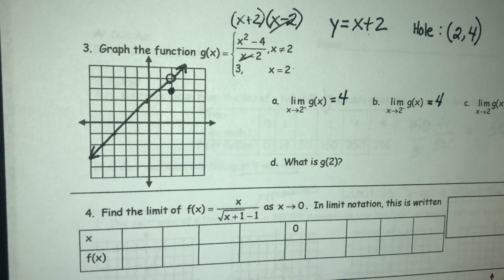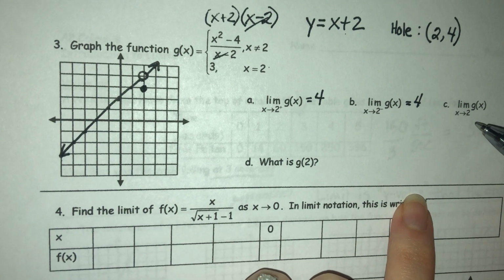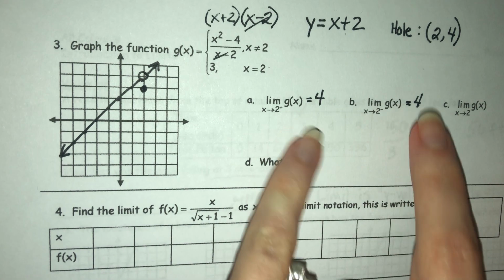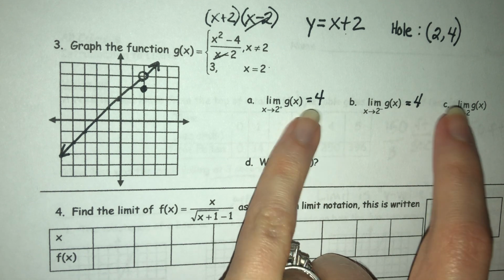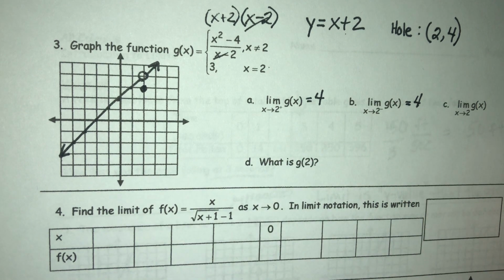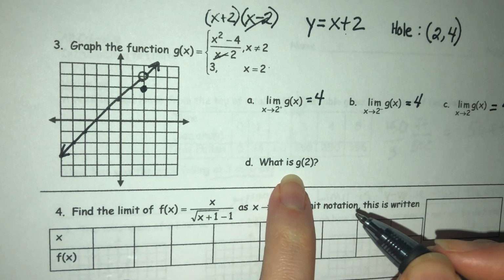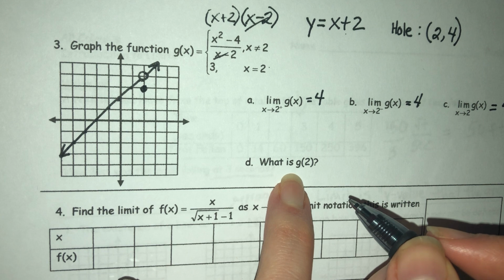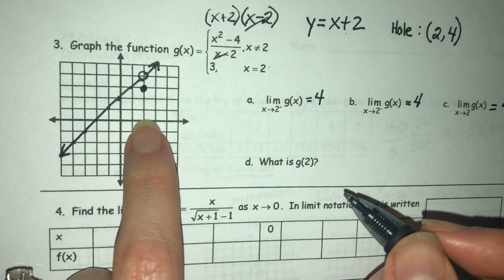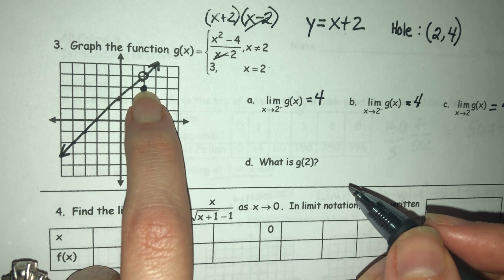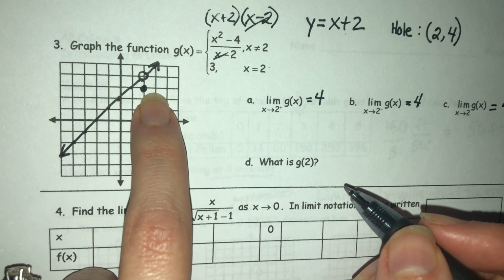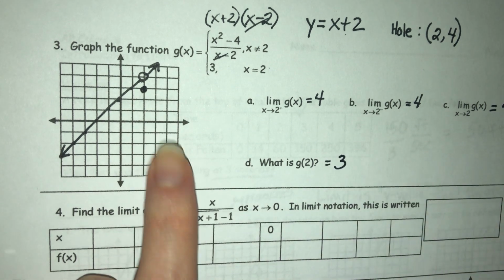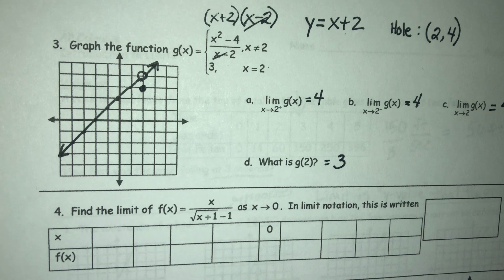So what is the limit as x is approaching 2 of g of x? Since both the right hand and the left hand limits are the same, this overall limit is 4. And what is the actual value for g of 2? When x is 2, y is 3. The y value there is 3. So the point that is defined is not equal to the limit for that x value of 2.